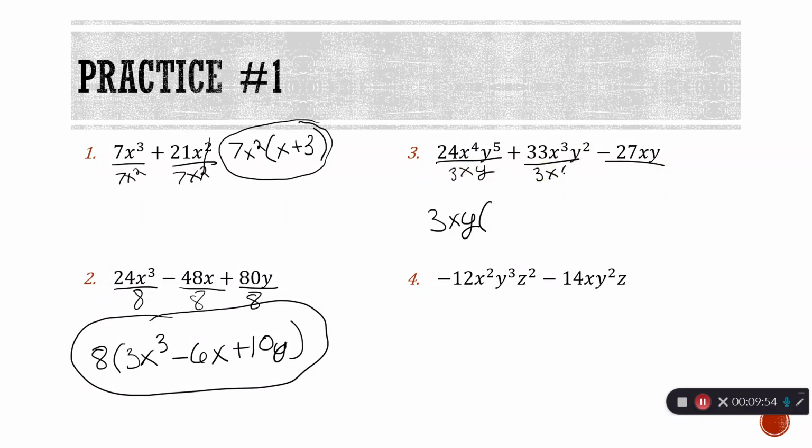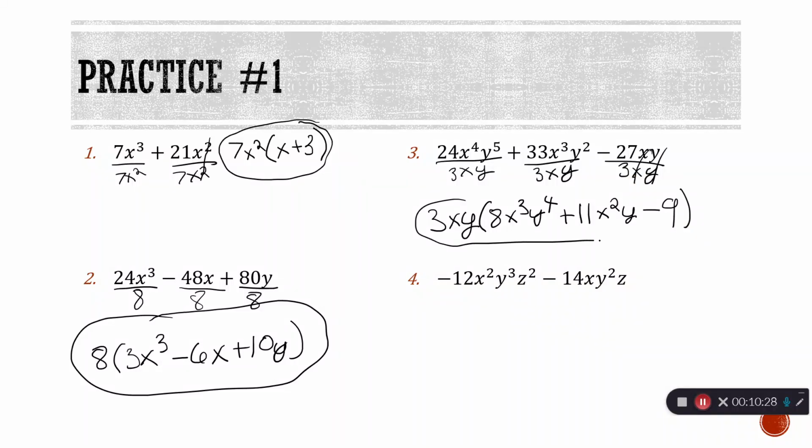3xy, 3xy, 3xy. So 24 divided by 3 is 8. X to the fourth divided by x is x to the third. y to the 5th divided by y is y to the 4th. 33 divided by 3 is 11. X to the 3rd divided by x is x to the 2nd. Y to the 2nd divided by y is y. Minus 27 divided by 3 is 9. And those variables cancel out. There we are.